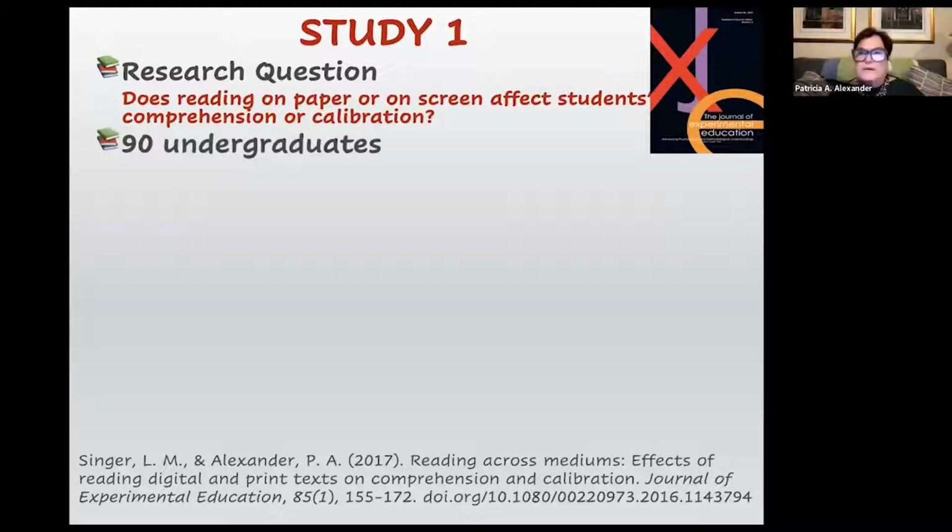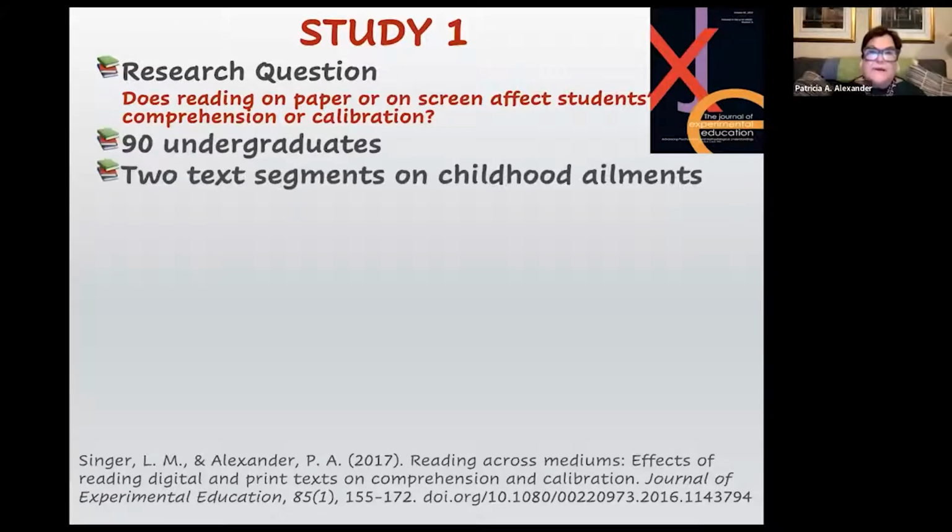There were 90 undergraduates that we studied, and each of them read two comparable texts in counterbalanced order. Now that's jargon, which means we didn't want everybody reading the same text in print and then a different text in digital, because then you don't know if it's the text or the medium that matters. So we counterbalanced, which means student A would read the ADHD piece, while the second student would read something on how you cope with students' chronic illnesses.